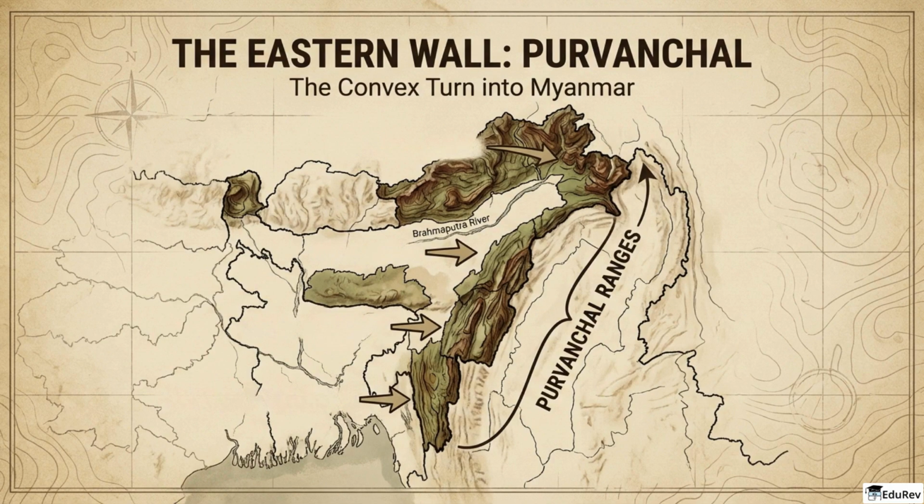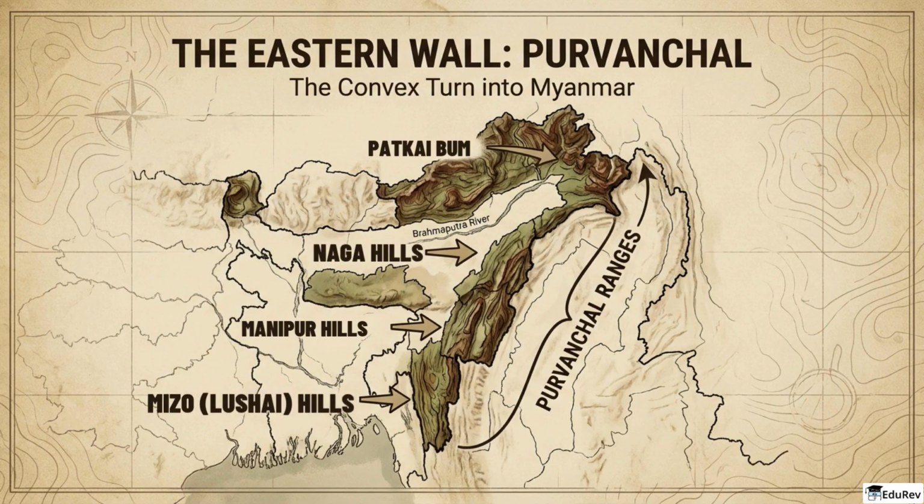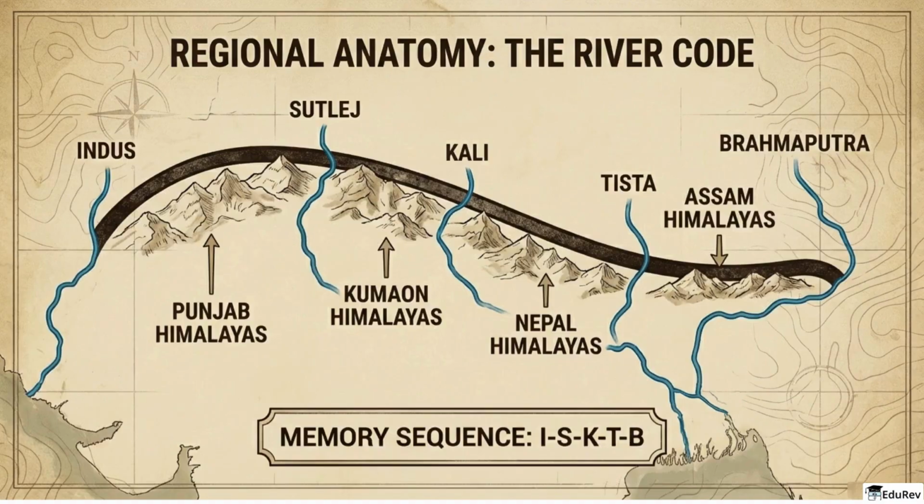Now beyond the eastern bend, the Himalayas turn southward into Purvanchal. Ranges include Patkai Bum, Naga Hills, Manipur Hills, and Mizo or Lushai Hills. This region lies near the Brahmaputra River and extends toward Myanmar. For understanding this, you should mark directional turns. West arc, eastern bend, southward turn. Spatial clarity wins geography.